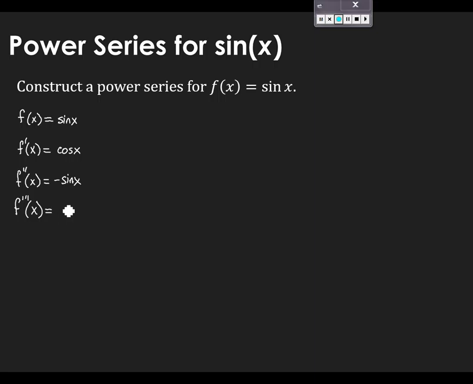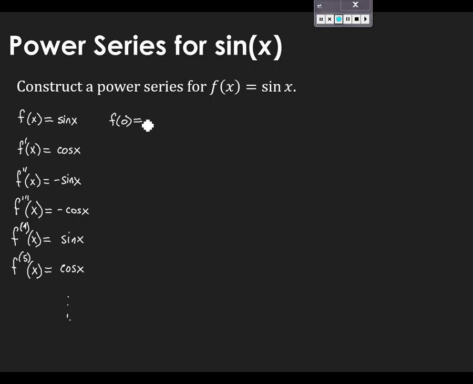Triple prime, negative cosine. Let's keep going. F, the fourth derivative, sine x again. And then the fifth derivative, cosine. I think I'm getting the idea. Okay. And then, because it doesn't say otherwise, let's center it at 0 for now, unless someone comes along and tells us that they want to center it somewhere else.